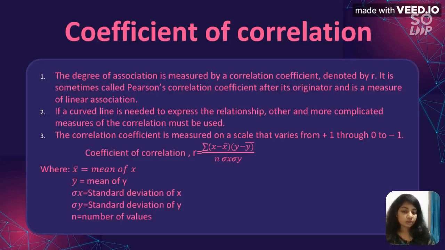Coefficient of correlation goes like this: r = Σ(x − x̄)(y − ȳ) / (n σx σy), where x̄ is the mean of x, ȳ is the mean of y, σx is the standard deviation of x, σy is the standard deviation of y, and n is the number of values.